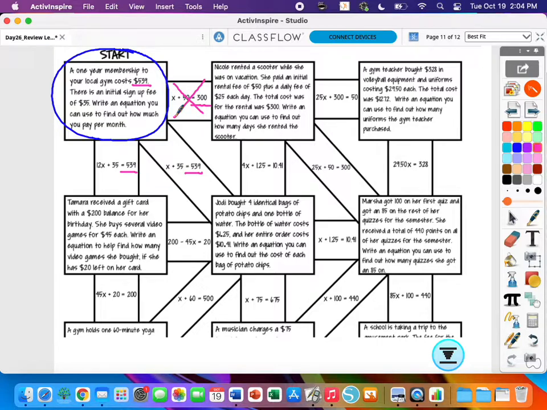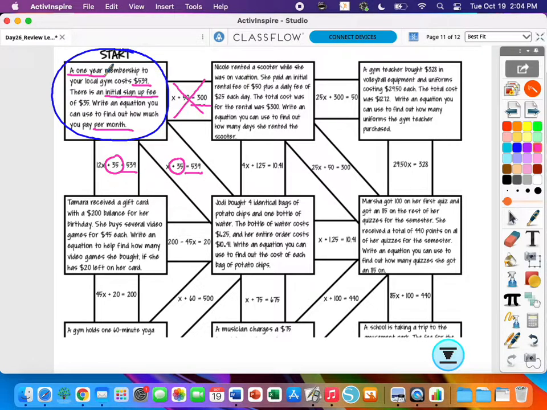It says a 1-year membership to your local gym costs $539. So we got our total there. There is an initial sign-up fee of $35. What do we know about initial sign-up fees? It's a one-time fee. So we got a one-time fee here of $35 and a one-time fee here of $35. Then it goes on to say, write an equation you can use to find out how much you pay per month. So it told us a 1-year membership.